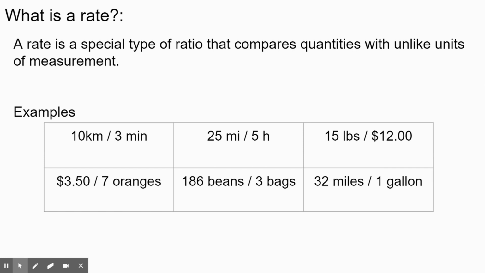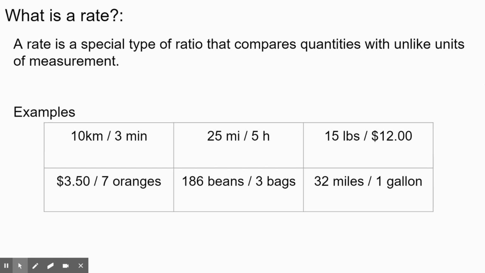In that first one, for example, we have distance and time. Second one, we have distance and time again. Third one, we have weight and cost. Then we have cost and amount. The fifth one's a little bit interesting because they're both amounts, but they're amounts of different things, being beans and bags. And the last one is distance to volume, basically.